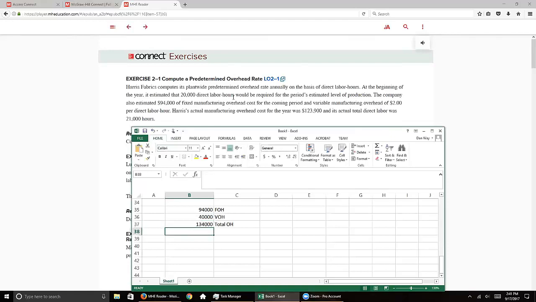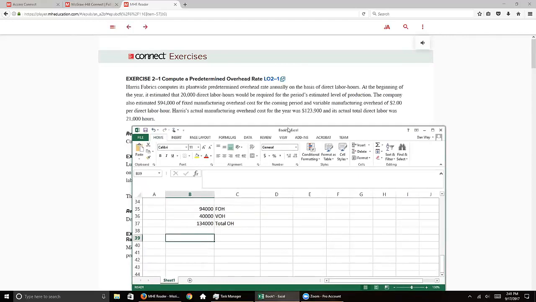Okay. So our total overhead estimated at $134,000. So to come up with a predetermined overhead rate, we say, well, what's my total estimated overhead, $134,000, divided by my total estimated activity of 20,000 direct labor hours. Okay. Always an estimate divided by another estimate. Don't have any actual numbers involved because, again, we're coming up with our predetermined overhead rate.